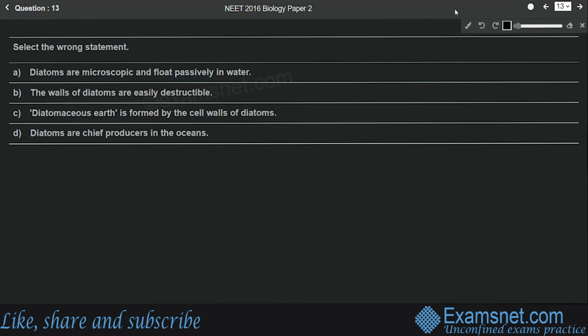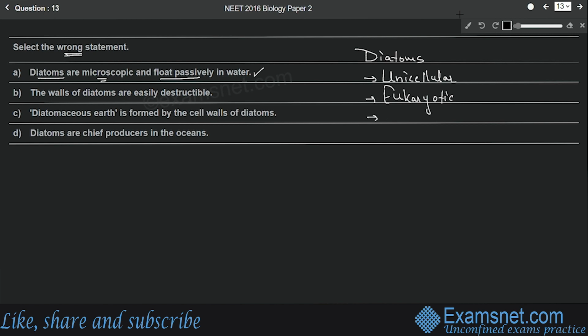Question number 13 is again from the chapter Biological Classification, and the question is select the wrong statement. So here also we have to find the incorrect statement. The first statement says diatoms are microscopic and float passively in water. So this is a correct statement. So let's see what diatoms are first. Diatoms are unicellular and eukaryotic organisms. Therefore, these are very small. So these are microscopic.